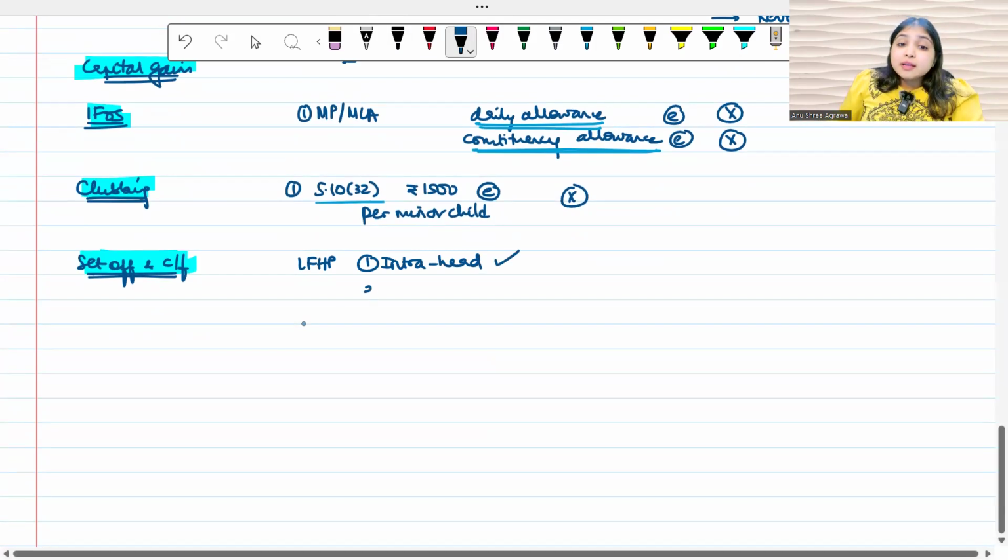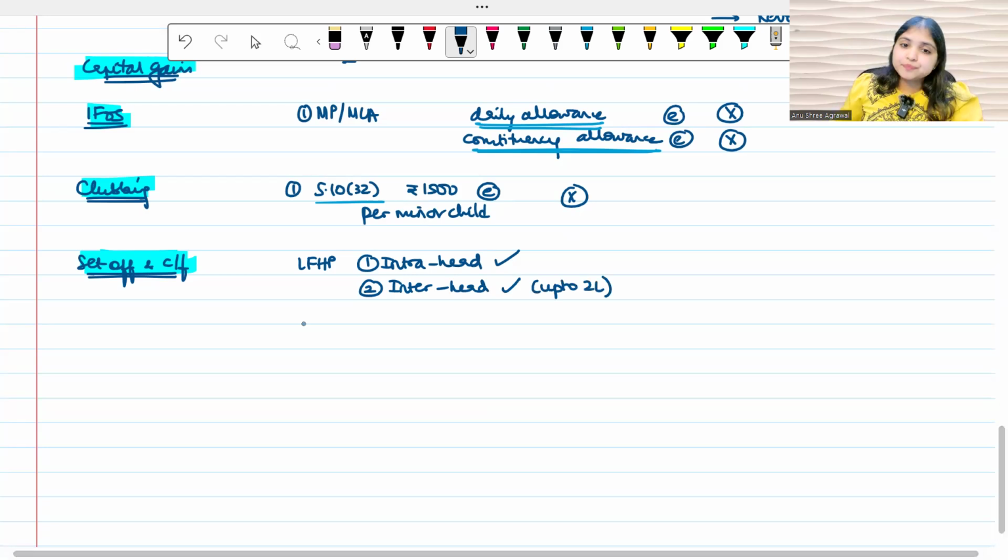Yes. Can the assessee do intra-head adjustment? Inter-head adjustment, can the assessee do inter-head adjustment? Yes, the assessee can do inter-head adjustment, but up to how much? Only up to 2 lakh, the assessee can do inter-head adjustment. Beyond that, the assessee can't do inter-head adjustment.